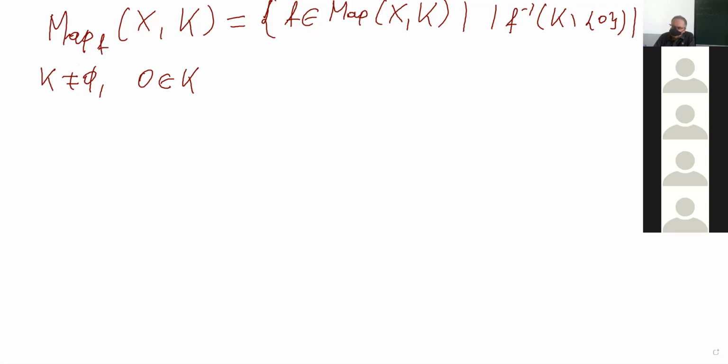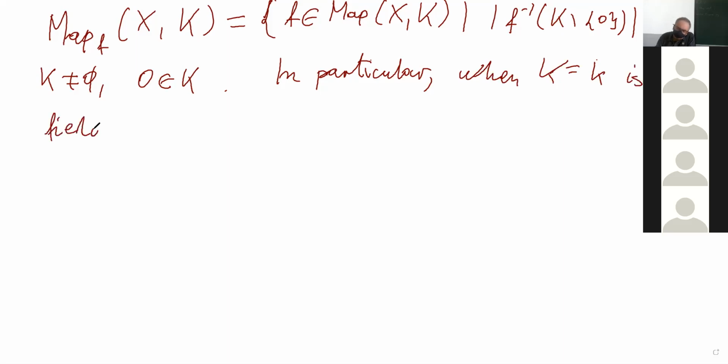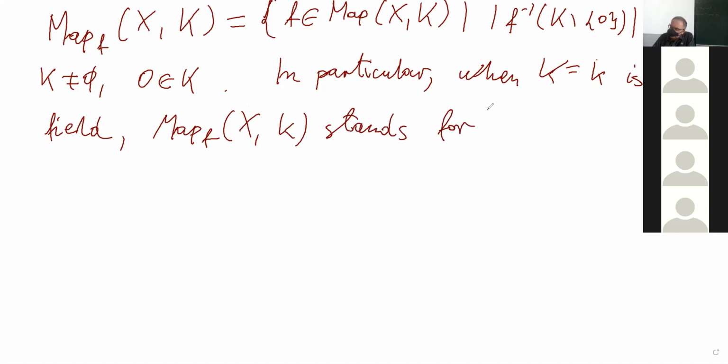So you see, in particular, when K is a field, when K equals lowercase k is a field, this map f xk stands for finitely supported functions. Because now 0 has a real meaning, right?